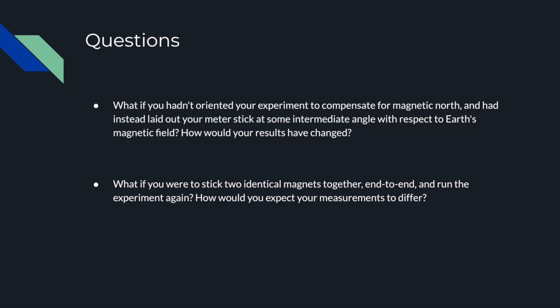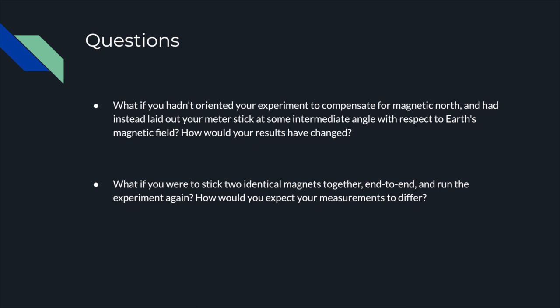Questions. What if you hadn't oriented your experiment to compensate for magnetic north and had instead laid out your meter stick at some intermediate angle with respect to Earth's magnetic field? If I hadn't oriented my experiment to compensate for magnetic north, a component of the Earth's magnetic field would have pointed along the x direction, and my results would have been off due to the principle of superposition.